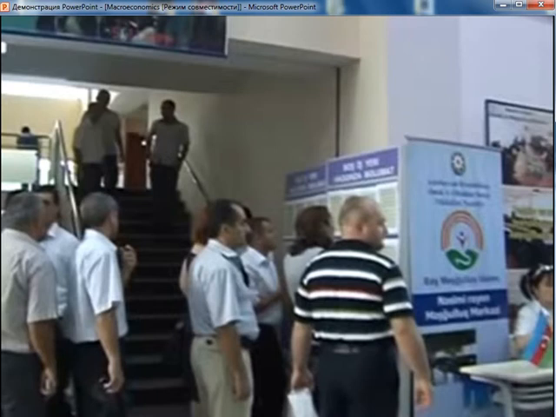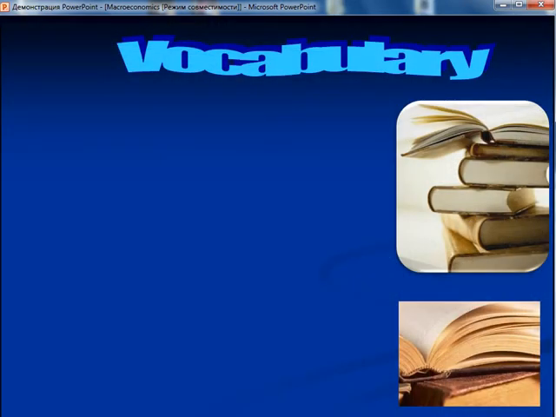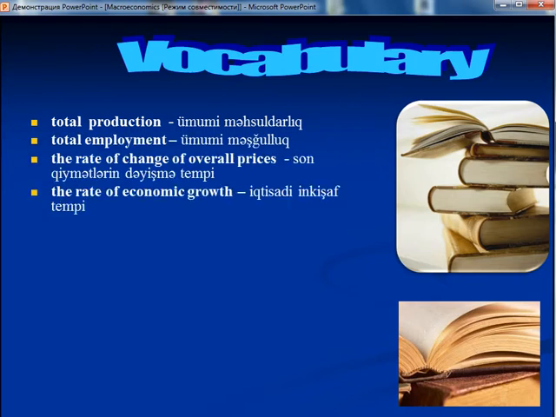Here we can see the fair at the university. This is a work fair, and the people are provided with work, with different jobs here. Now let's have a look at the vocabulary.